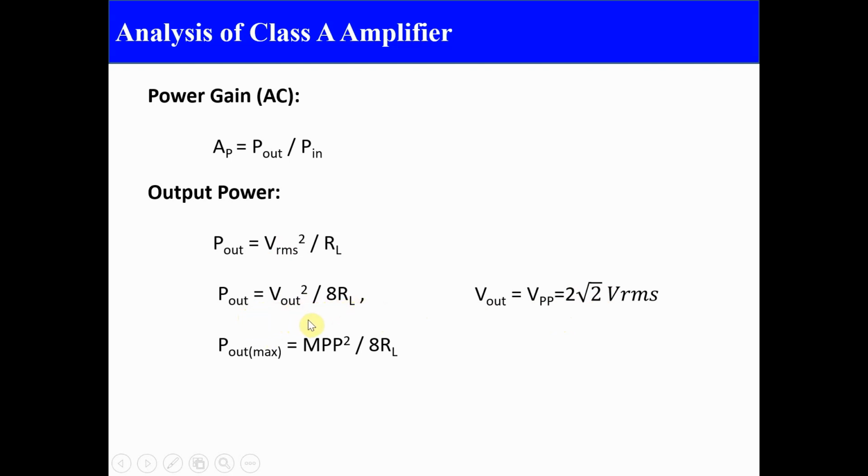Now V out is the maximum peak to peak, the peak to peak variation. In this chapter, V out is represented as maximum peak to peak, from one peak to another, positive peak to negative peak, so it covers the entire cycle. So P out max is equal to maximum peak to peak square divided by 8 RL. Using this equation we can find the maximum output power.